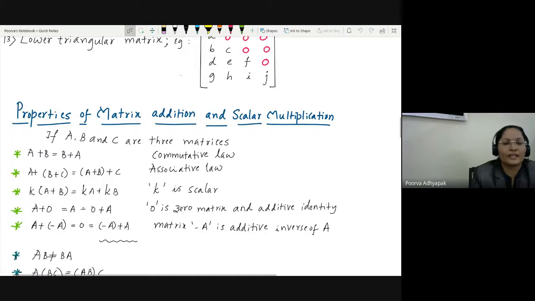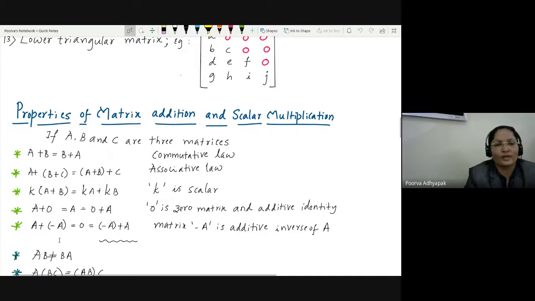The third one is K times (A plus B). When we write this, K gets multiplied to A as well as B, where K is a scalar. The next one, A plus 0 is equal to A, and that will be equal to 0 plus A. Here 0 is the zero matrix, and with that it is the additive identity also.